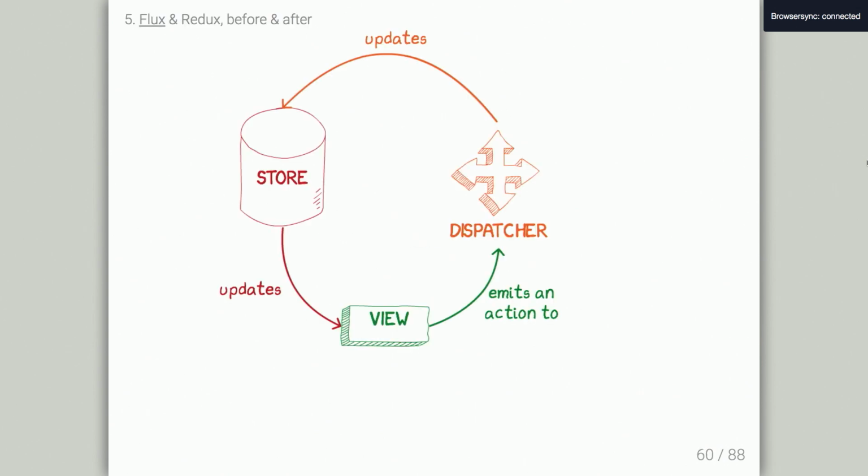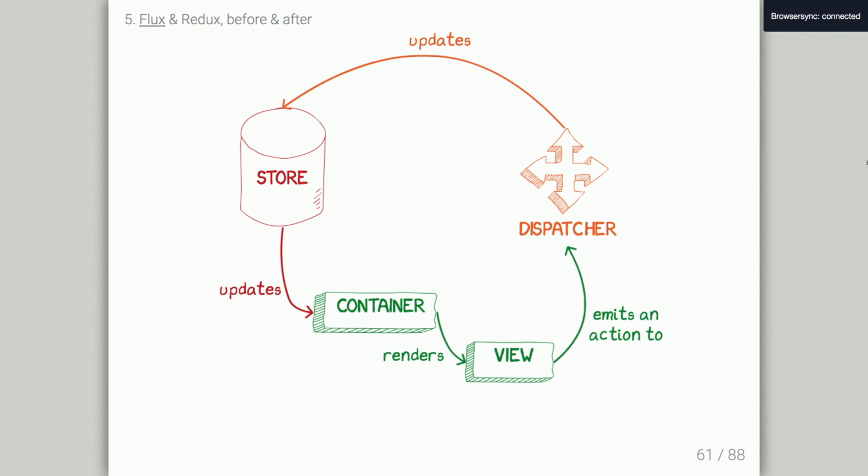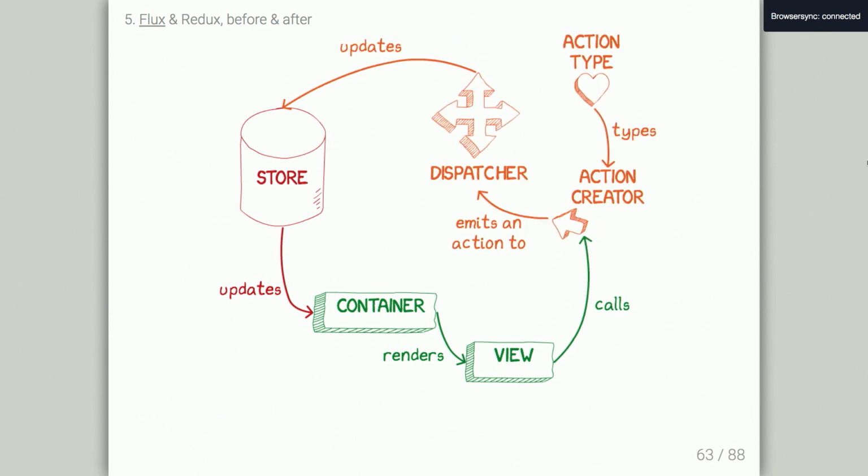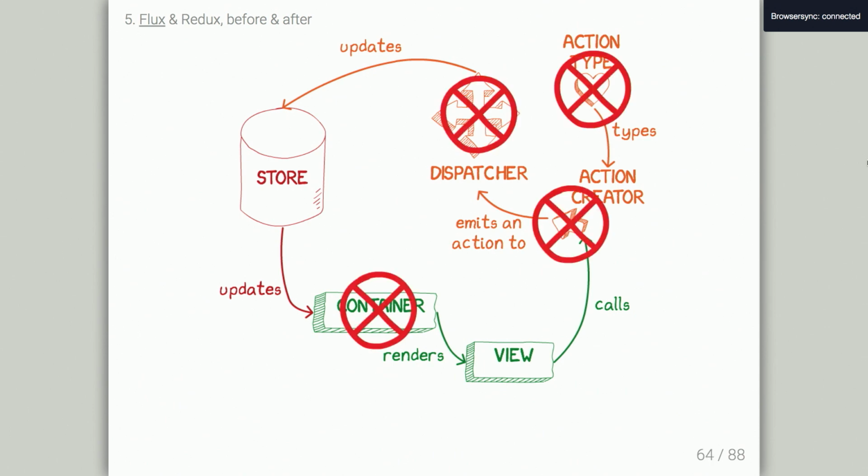So with Flux, this is the architecture that you've seen. It's this tri-state architecture. So the store updates the view, sends an action to the dispatcher, updates the store. This is like the very classic one-way data flow. But in practice, it's a little bit more complicated. There's also containers. There's also action creators. There's also action types. So with Undux, we kill this.